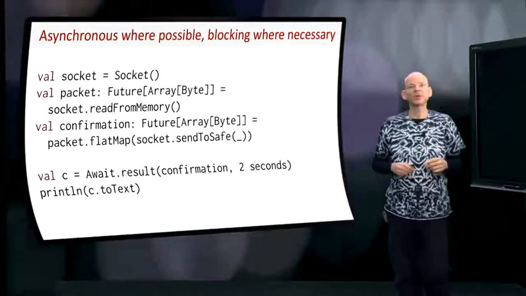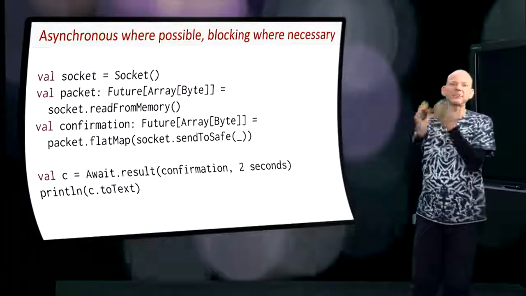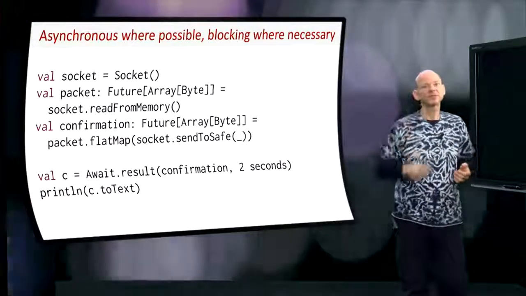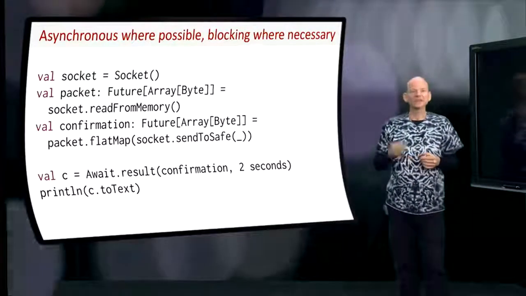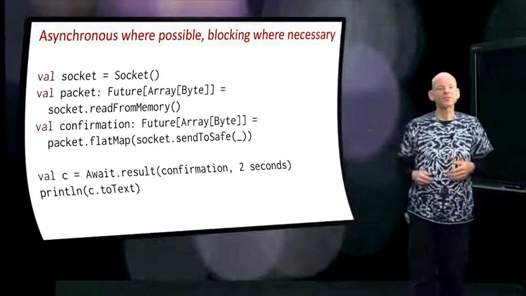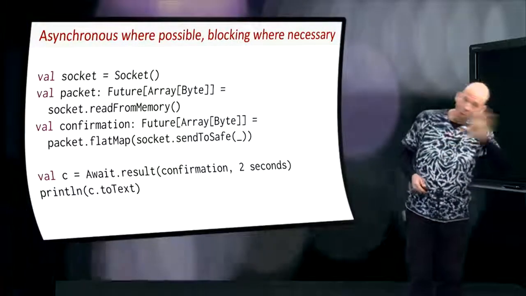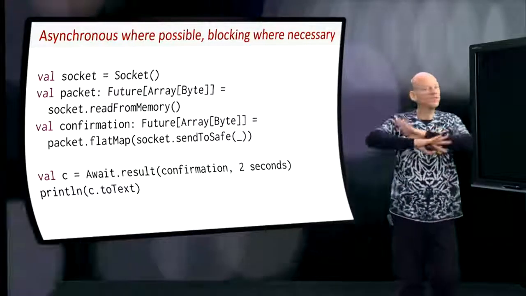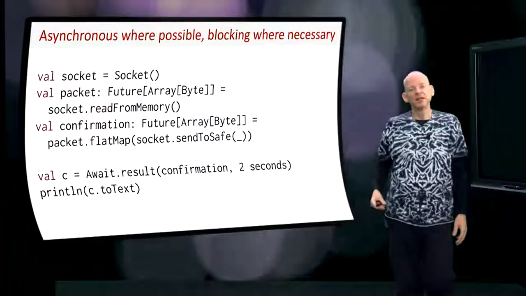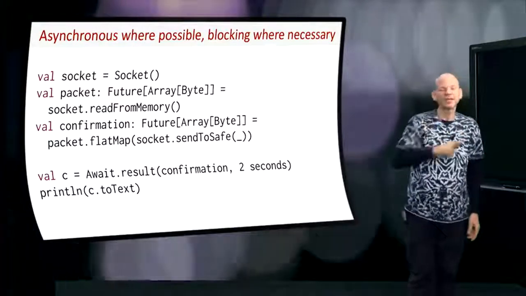Right, so for example, what we can do here is read from memory, send the packet back, get the confirmation, and now we want to print the confirmation. So what we can do is say we want to wait at most 2 seconds, and now we get an array of bytes, and we can turn that into text. So once you're asynchronous, you should never ever block, except when you're debugging or doing little scripts, okay? So promise that to me, never block when you have an asynchronous computation.